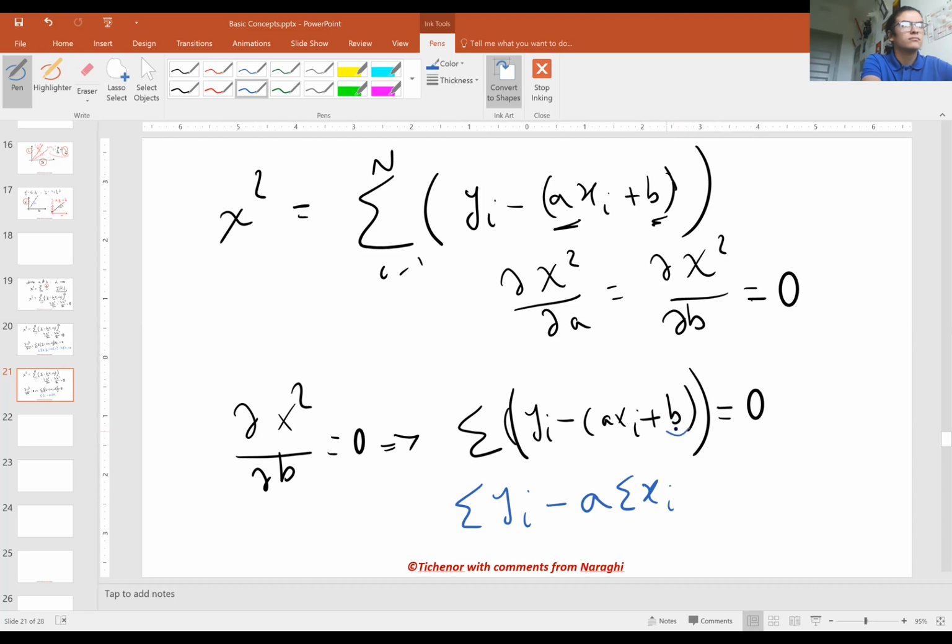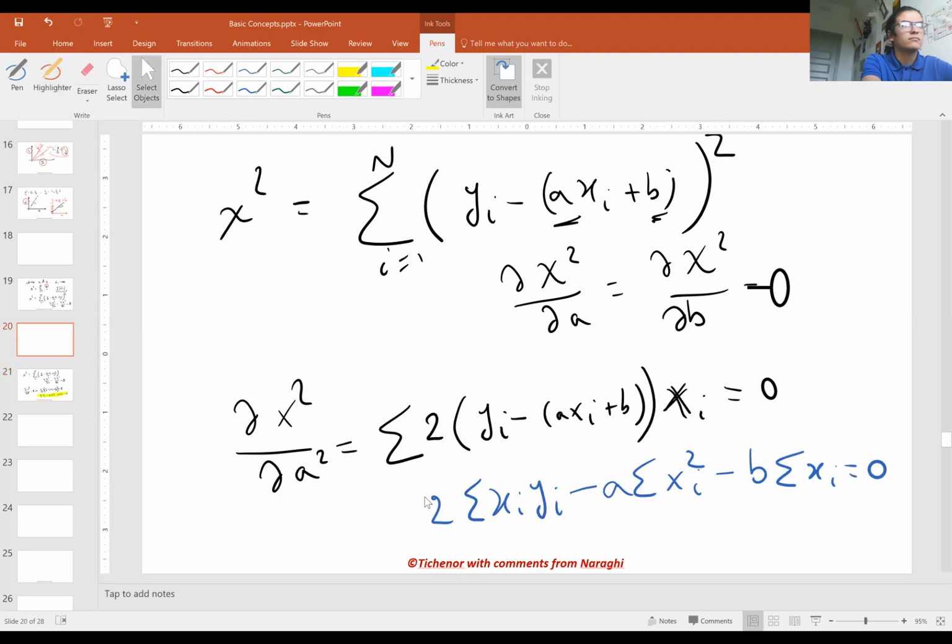How many times am I summing b up with itself? N times. N times, exactly, because this summation minus n times b has to be 0. So then you'll have two equations. This is one of them, and this is the other one. These are two linear equations in terms of A and B, which can easily be solved.